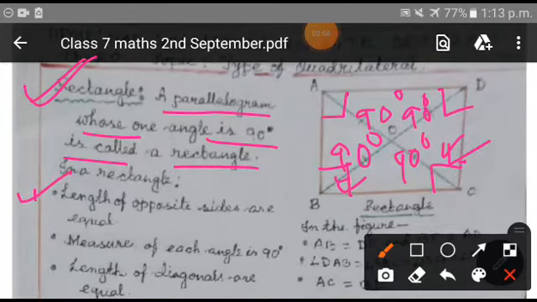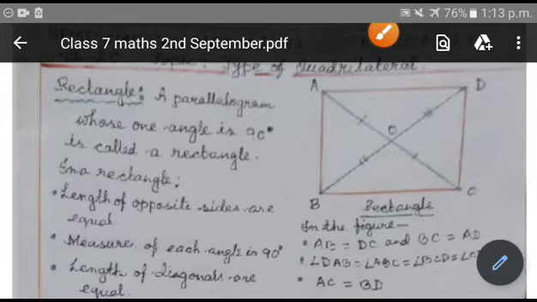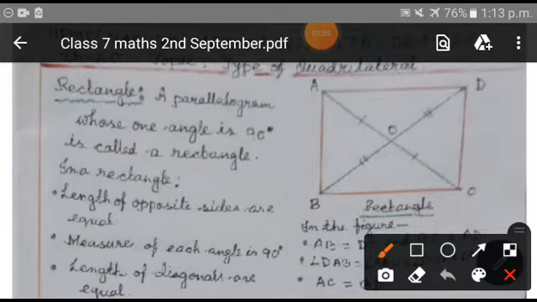So let us learn the properties of rectangle. The lengths of the opposite sides are equal. Here the pairs of opposite sides will be equal. Just look at the diagram. In the rectangle ABCD, AD is equal to BC and AB is equal to DC. So here the pairs of opposite sides are of equal length.